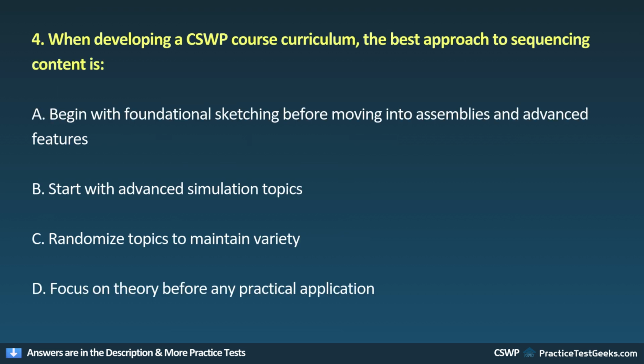4. When developing a CSWP course curriculum, the best approach to sequencing content is: A. Begin with foundational sketching before moving into assemblies and advanced features. B. Start with advanced simulation topics. C. Randomize topics to maintain variety. D. Focus on theory before any practical application.